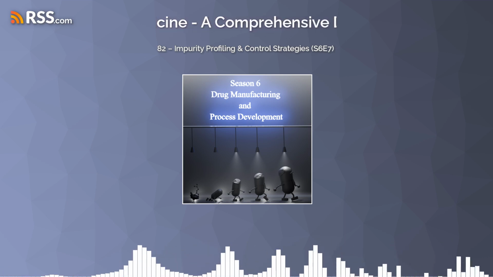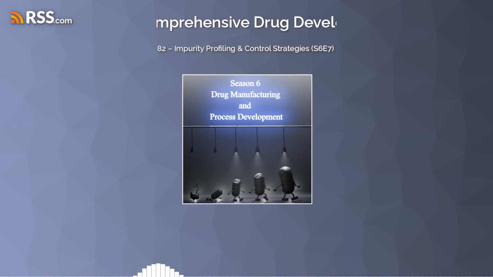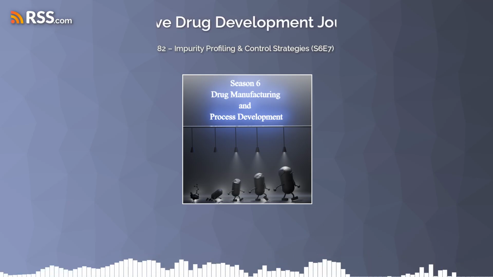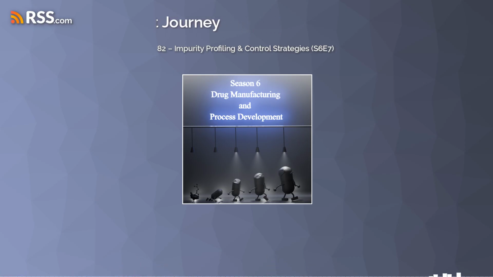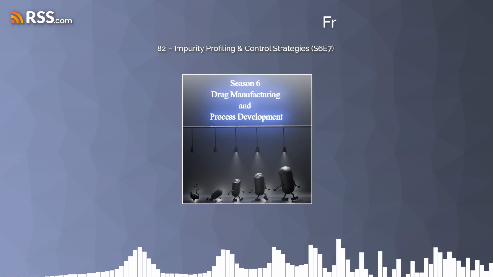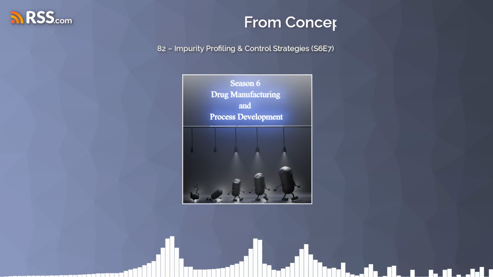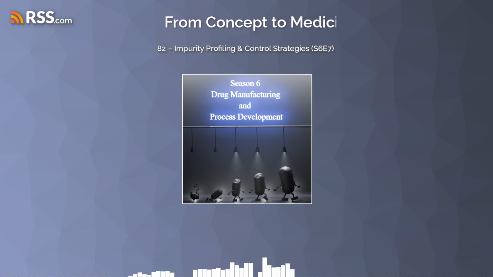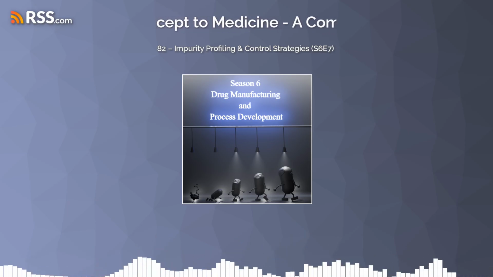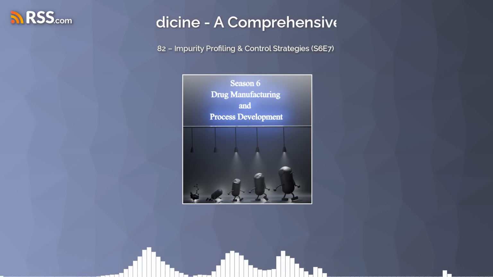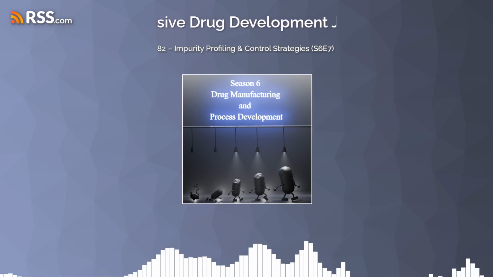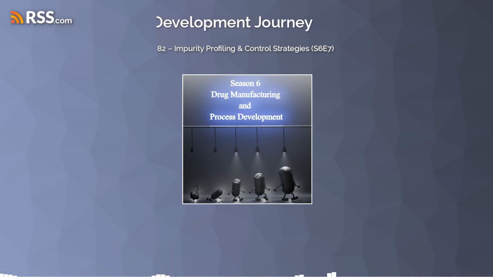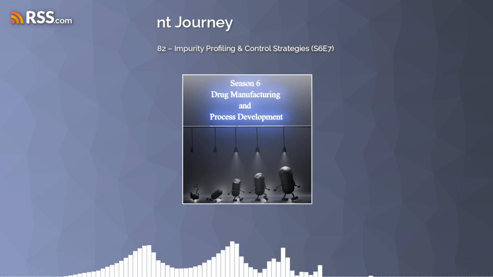Reaction cells, on the other hand, use reactive gases like ammonia to selectively react with the interfering ions, changing their mass so they no longer overlap with what we're trying to measure. But here, the challenge is making sure that reaction is super specific so it only affects the interfering ion and not the analyte. So a lot of fine-tuning. Yeah. The choice between these approaches depends on a bunch of factors, but ultimately it comes down to which one gets rid of the interference and still lets them detect the impurity at the level they need.